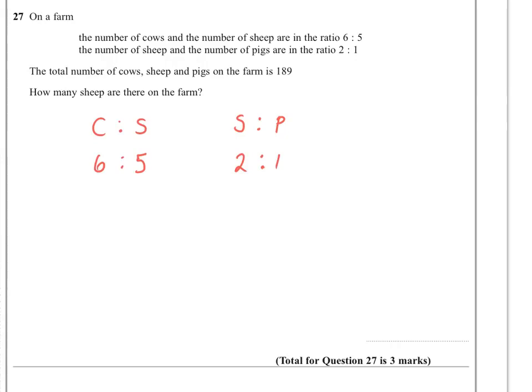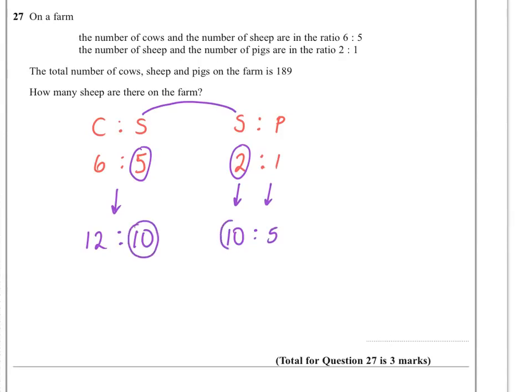Well, having not done a question like this before on Edexcel, this is a new type of question, I would think what links both statements, and what links both statements is sheep. So if we can try and get these numbers the same, then we're on a winner. So with this ratio, I'm going to double it. So that's the same as 12 to 10, 6 to 5, 12 to 10. And then if I times this one by 5, both sides, I'd have 10 to 5. So now I've got a link between them.